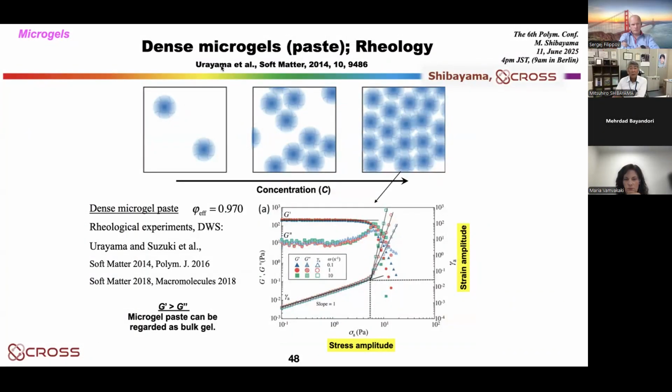And this is a result reported by rheology. Urayama at the Kyoto Institute of Technology, now at Kyoto University, did rheological measurements. By measuring the stress amplitude and strain amplitude and the G prime and G double prime, he obtained the elastic to plastic transition. So at low shear, this behaves as an elastic material, but by shearing with increasing amplitude, it starts to flow. So this is the plastic transition.